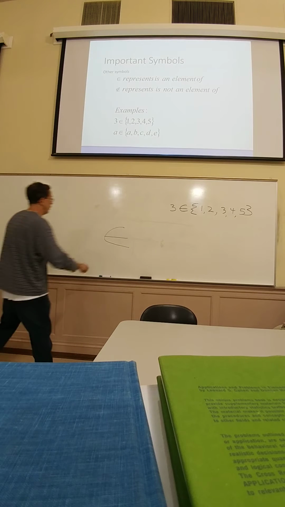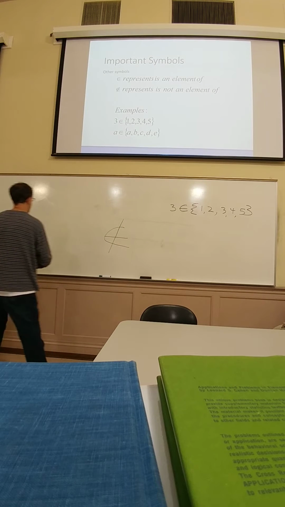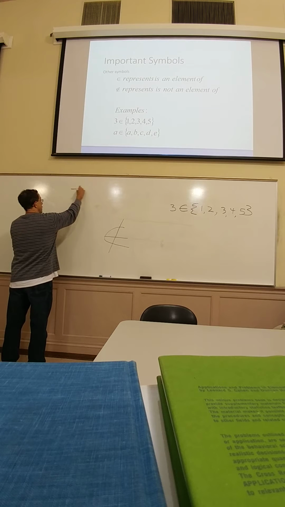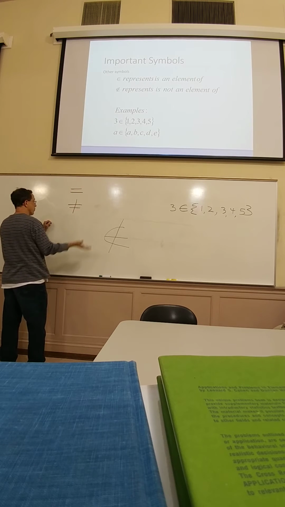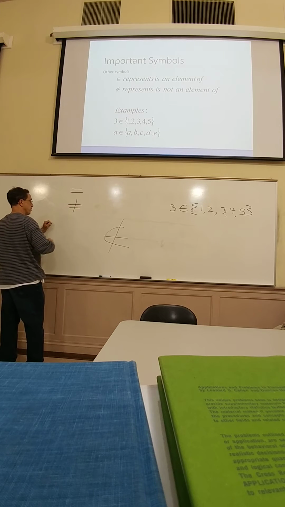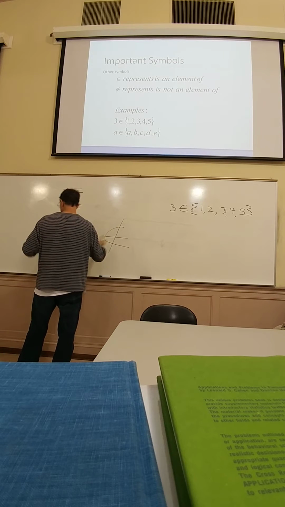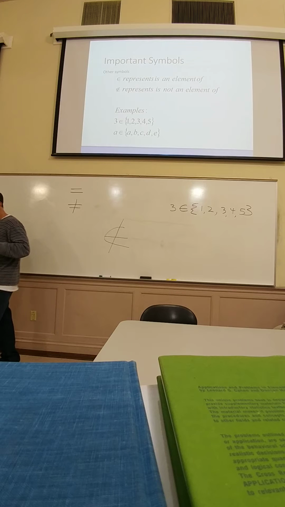If it's not an element of, they simply put a strike through. And you're used to that notation. You learned in algebra that does not equal is just the equal sign with a line through it. So same idea, if you put a line through it, it's the opposite, so it means it's not an element of.